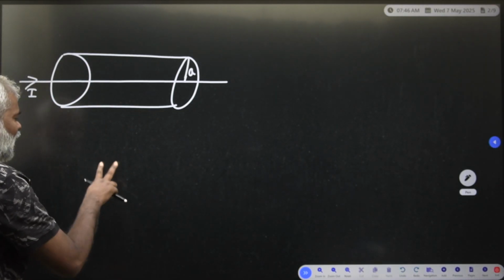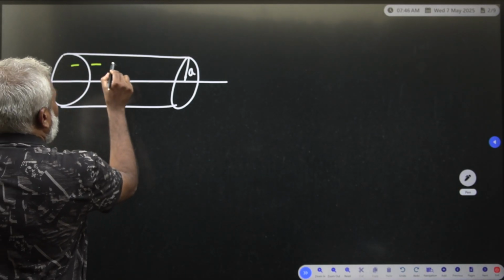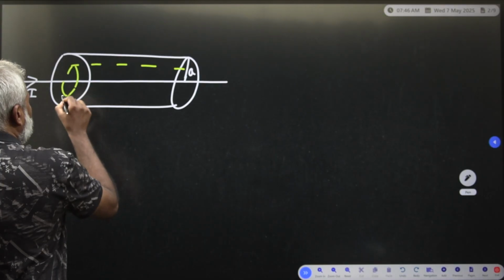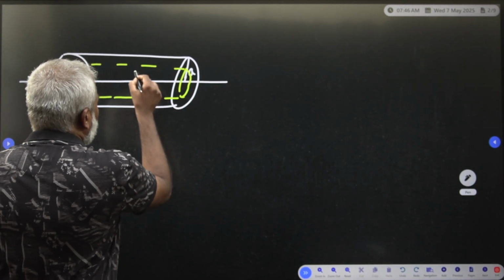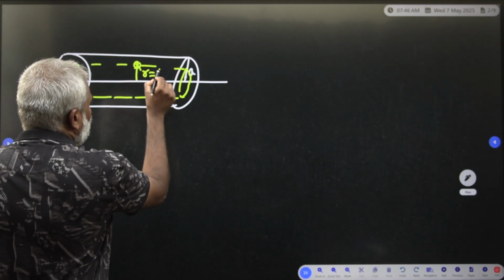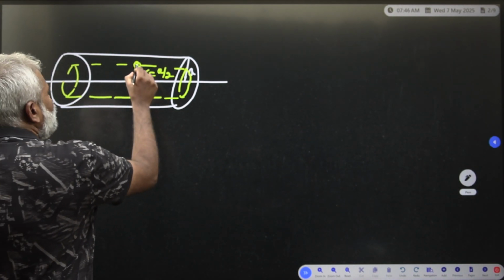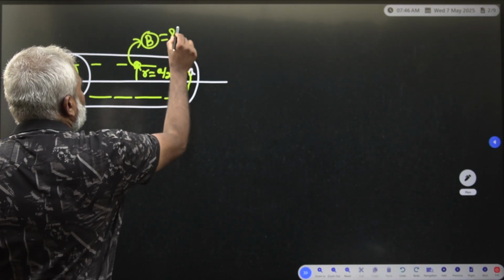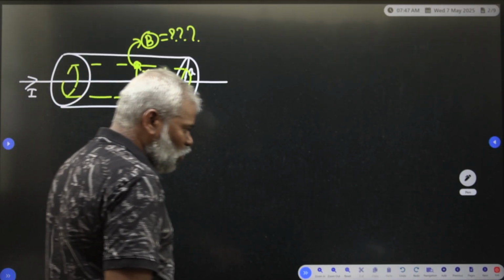Now, we need to calculate the magnetic induction. Where do we have to calculate it? At a particular point, at a distance r. So what is this r equal to? The distance is a by 2. We need to calculate the magnetic field, the magnetic induction. This is our ultimate goal, right?